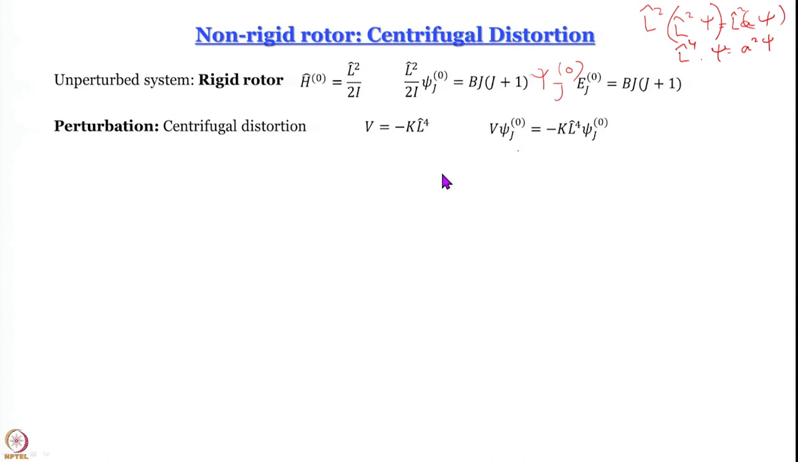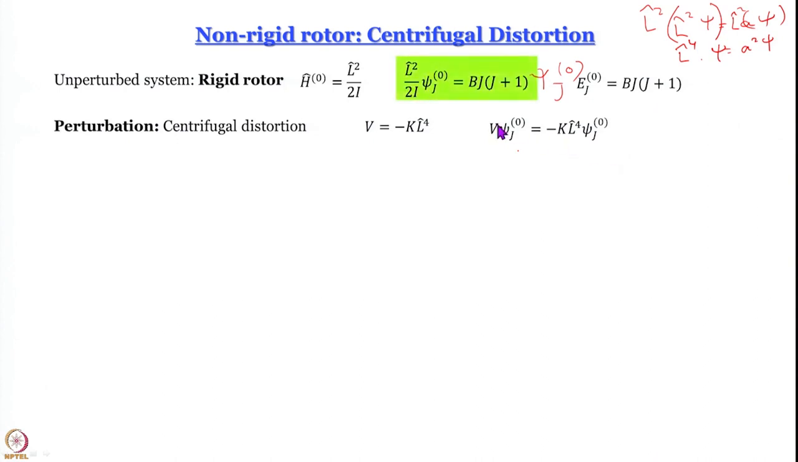So, centrifugal distortion, when it operates on the wave function, and remember we will still work with the uncorrected zeroth order wave function, there is no need to incorporate the correction term as we have learned a few modules ago. We get minus k L to the power 4 operating on psi j zeroth.